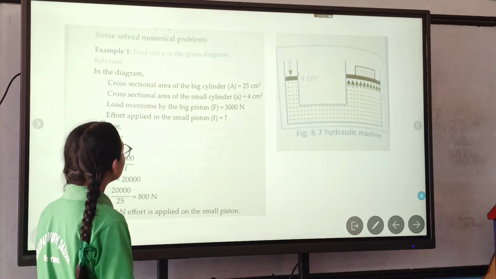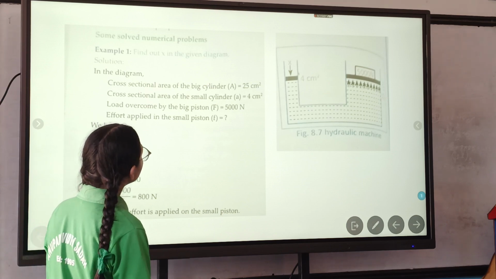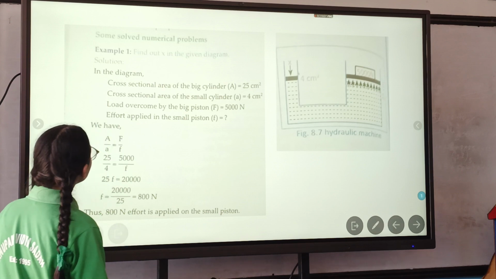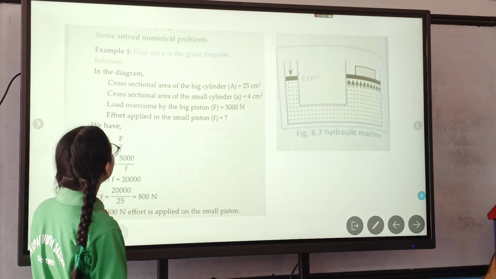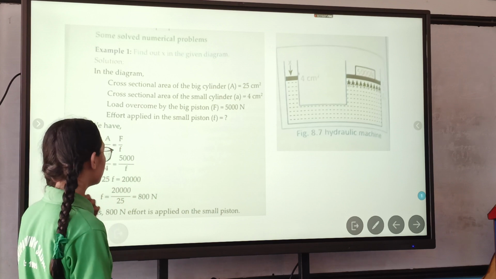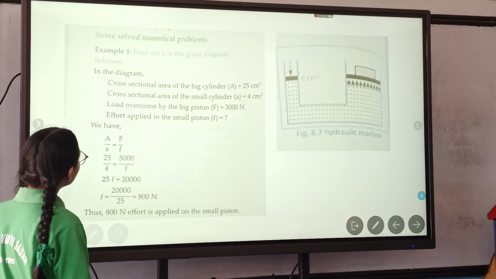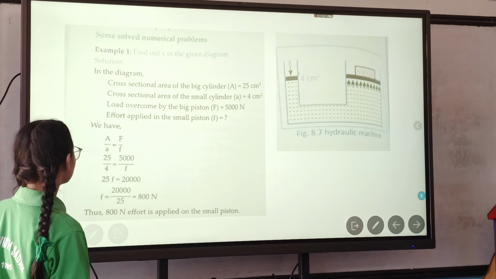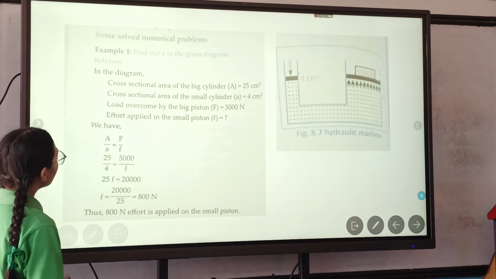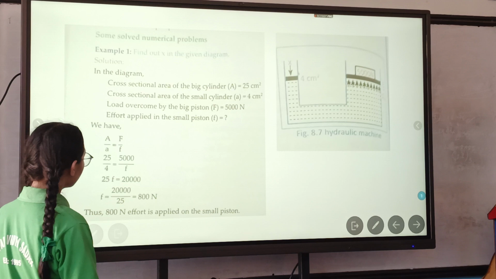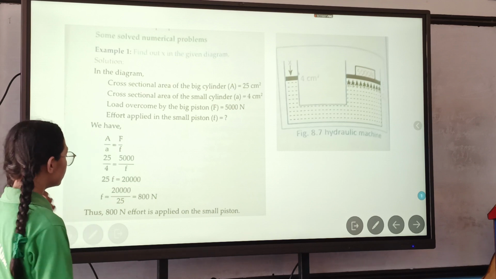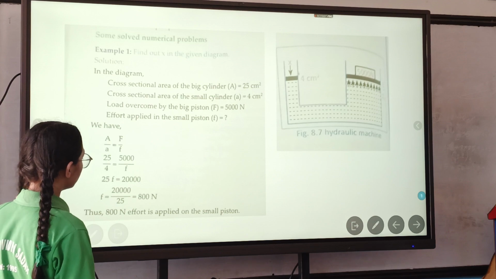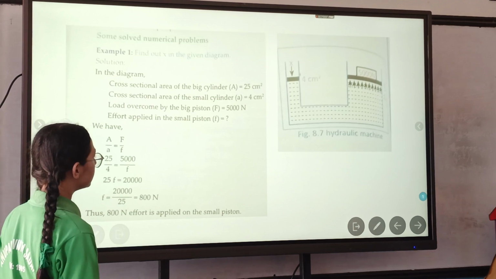Load overcome by the big piston is 5000 Newton. We have to find the effort applied in the small piston. We have capital A by small a equals capital F by small f, and by solving this, we get 800 Newton effort applied on the small piston.